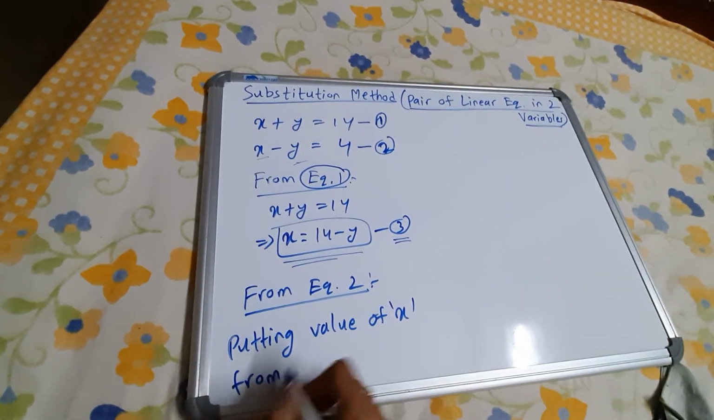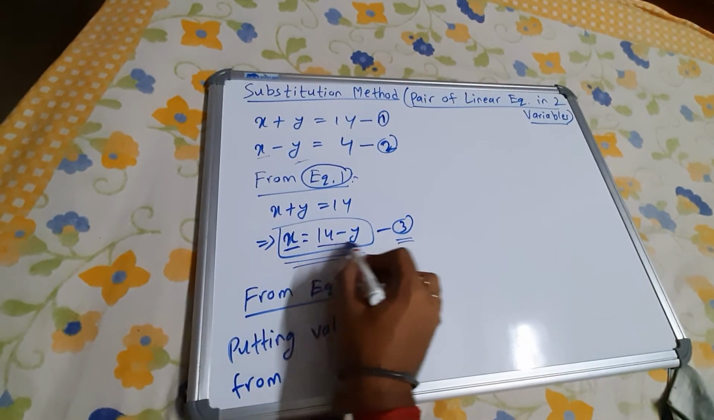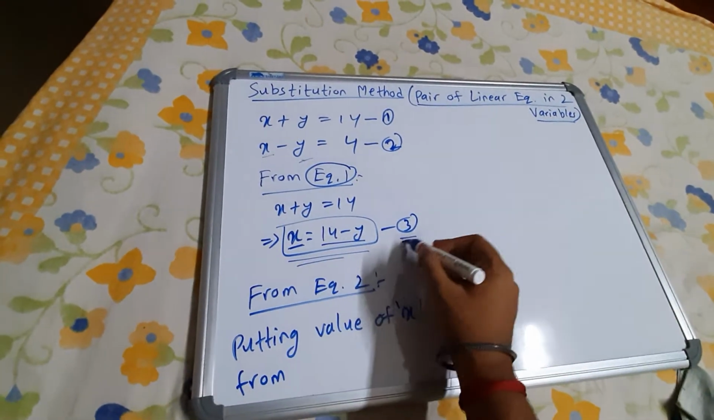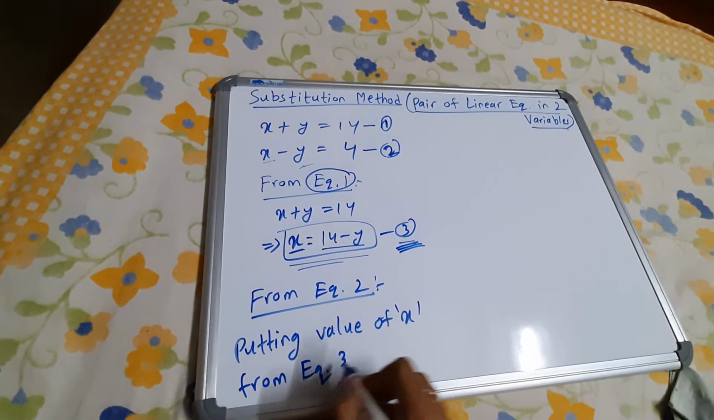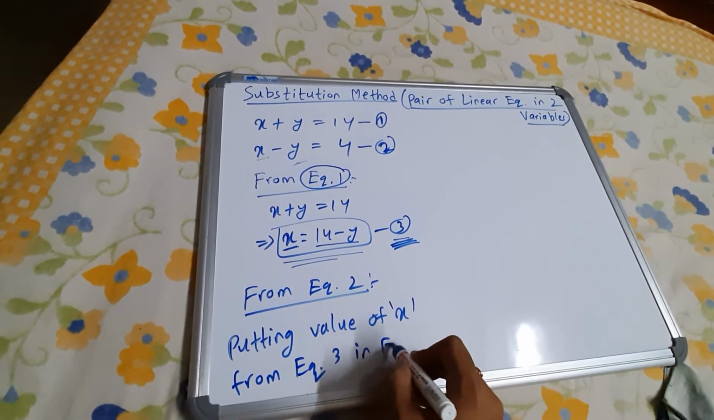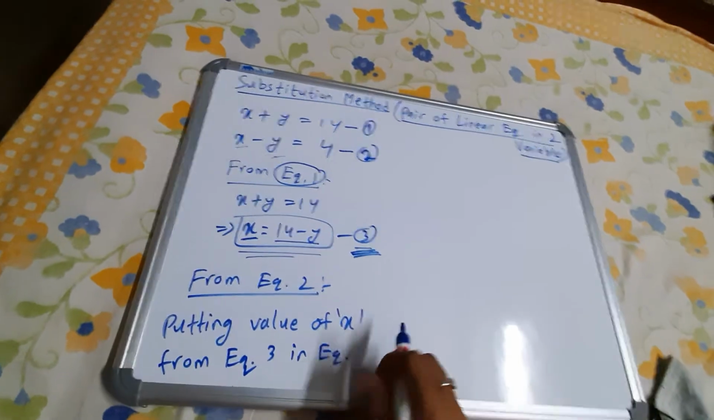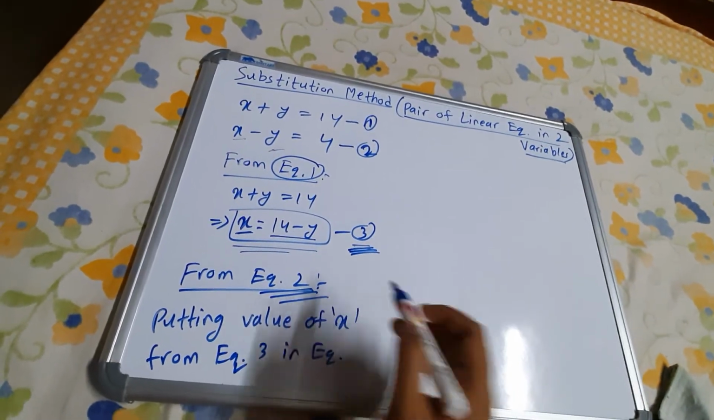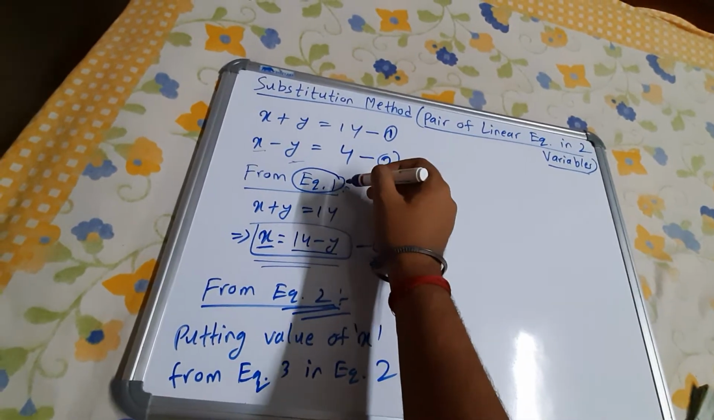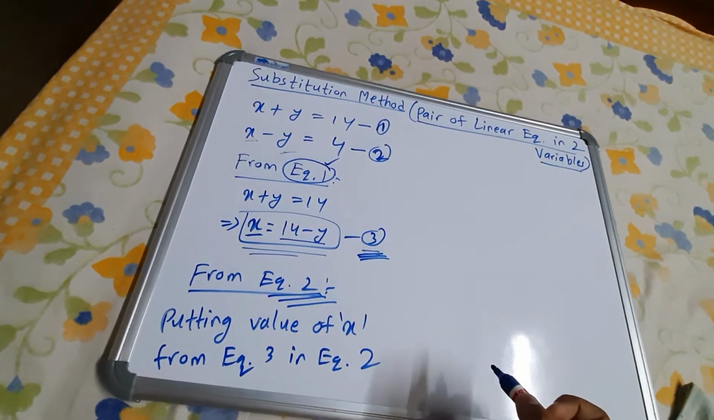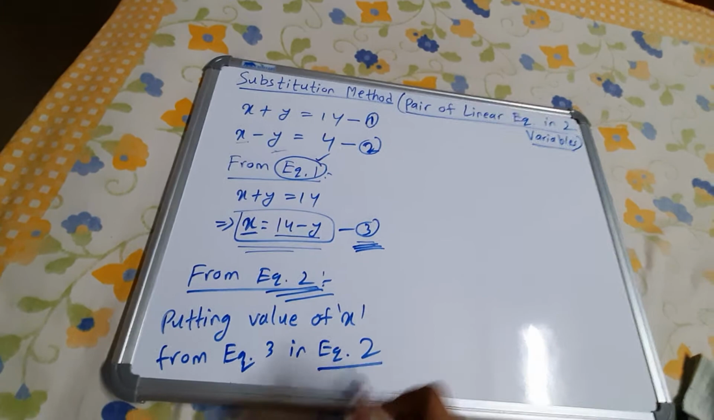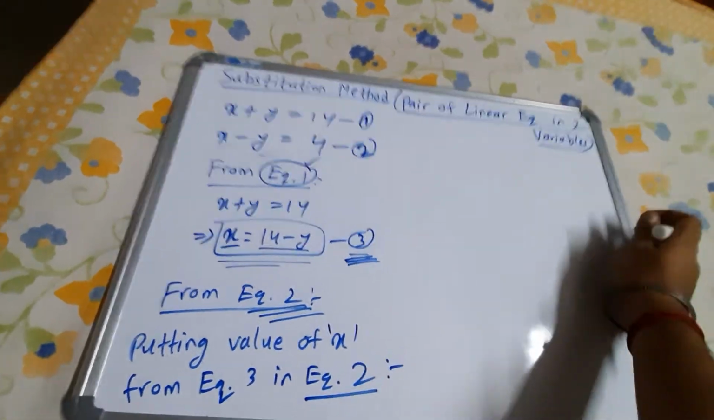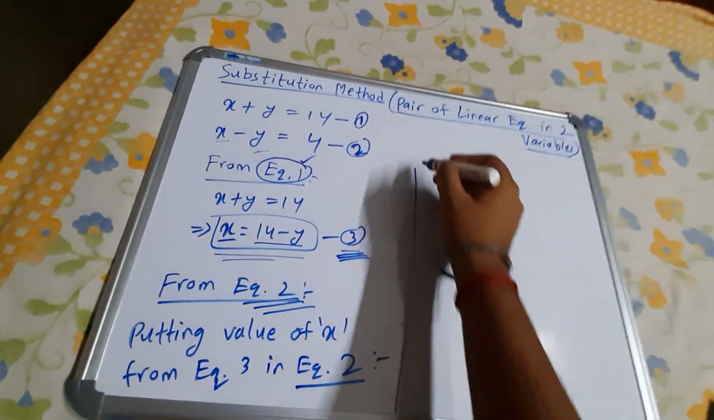From what equation? See, this is the value of x. What is the value of x? 14 minus y. From which equation? From equation 3. In which equation should we put it? In equation 2. The equation that you have used to find out the value of x, don't put the value in that equation. Put the value in the other equation, that is equation 2. I am putting it in equation 2 and I am just doing the rest of the part on this side.